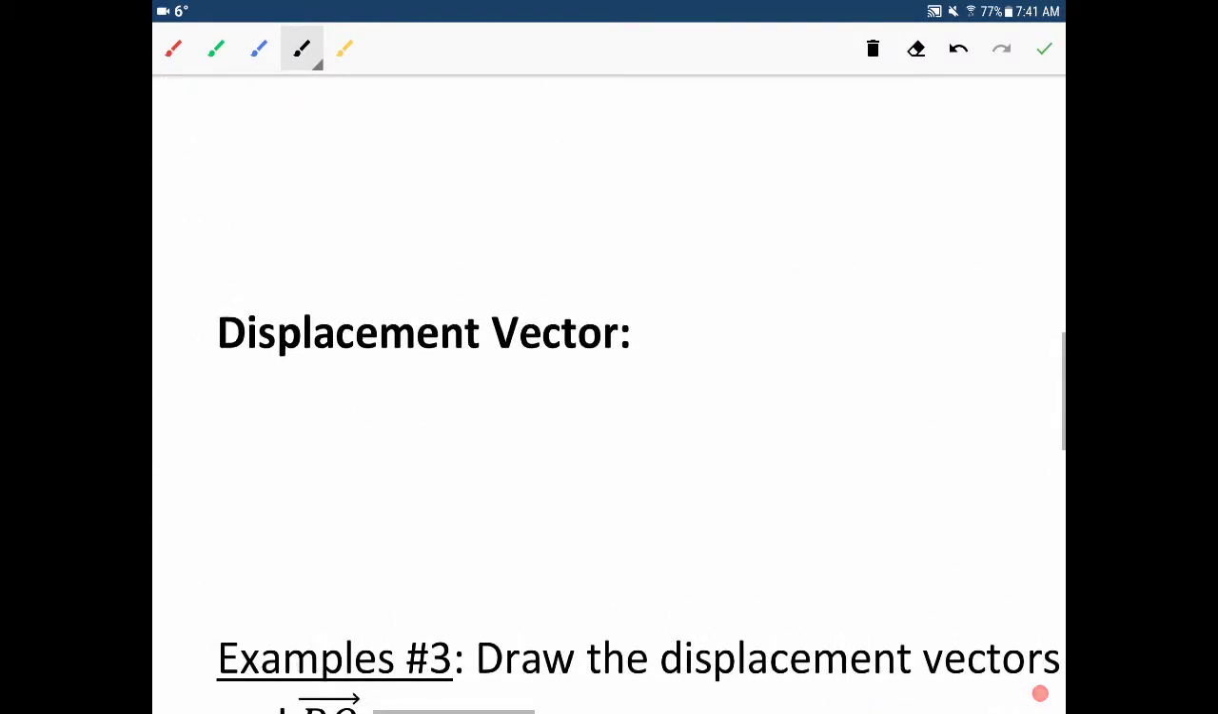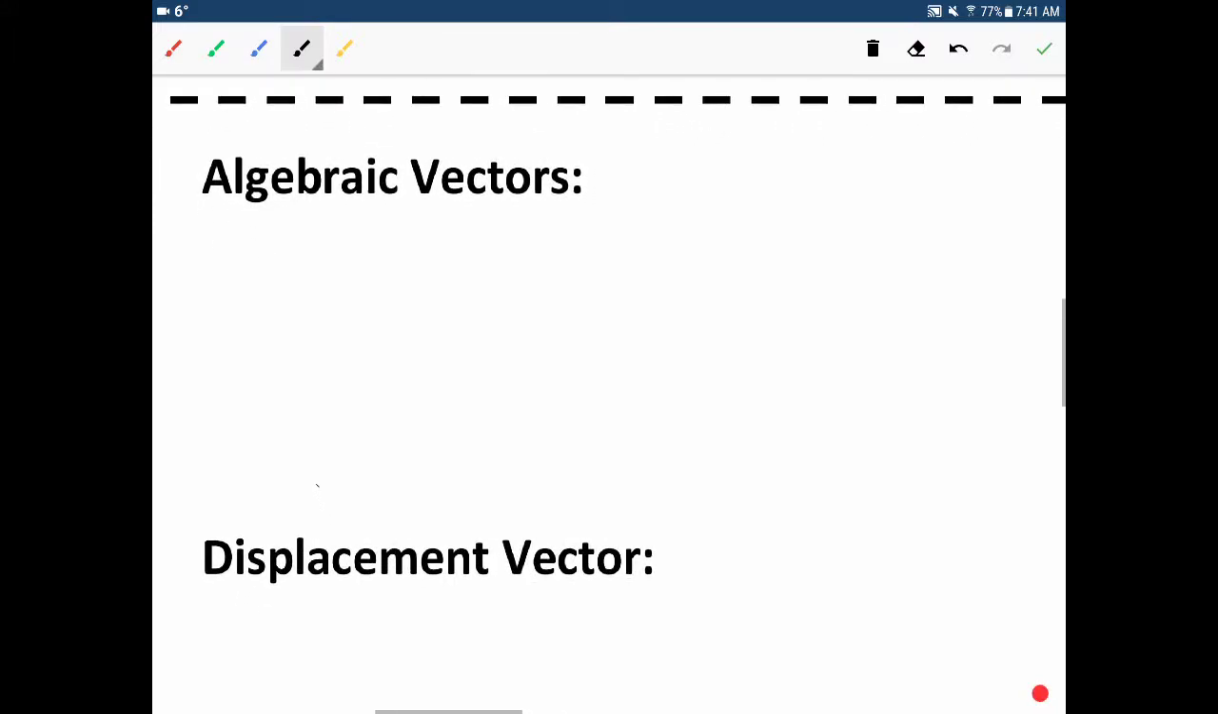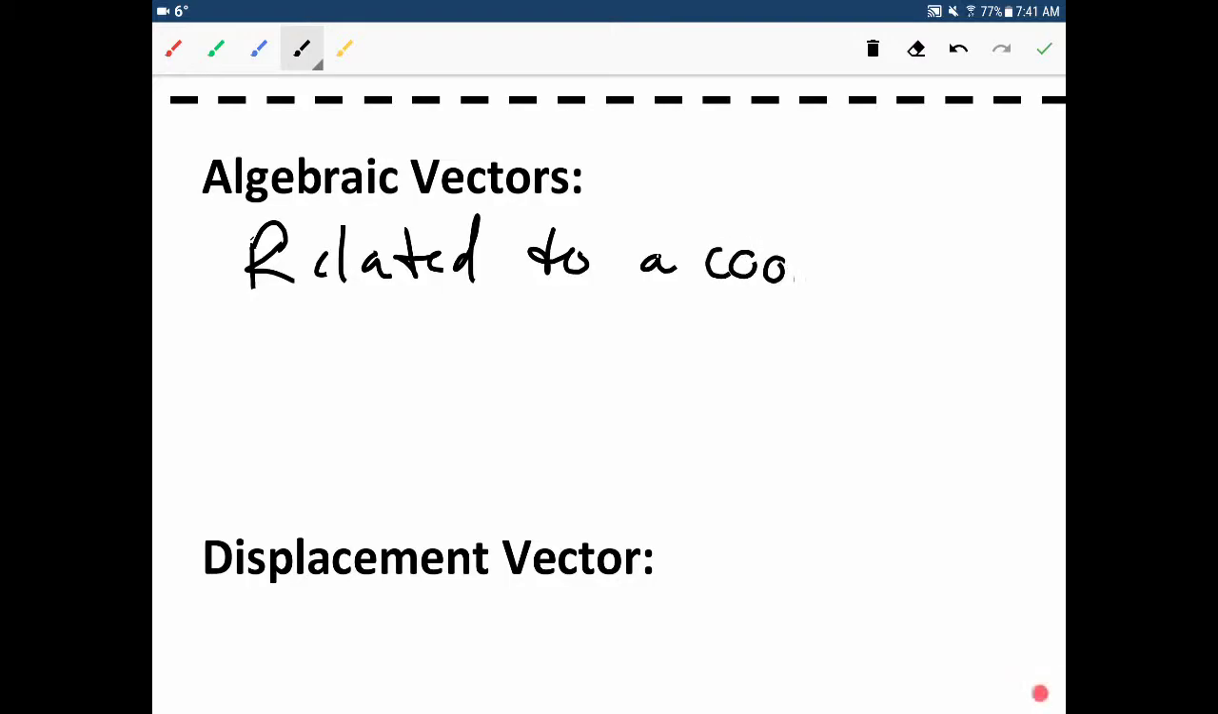So, let's jump up to algebraic vectors. These are vectors related to a coordinate system. I'm having trouble with my pen today. So these are going to be described by their components within the system.